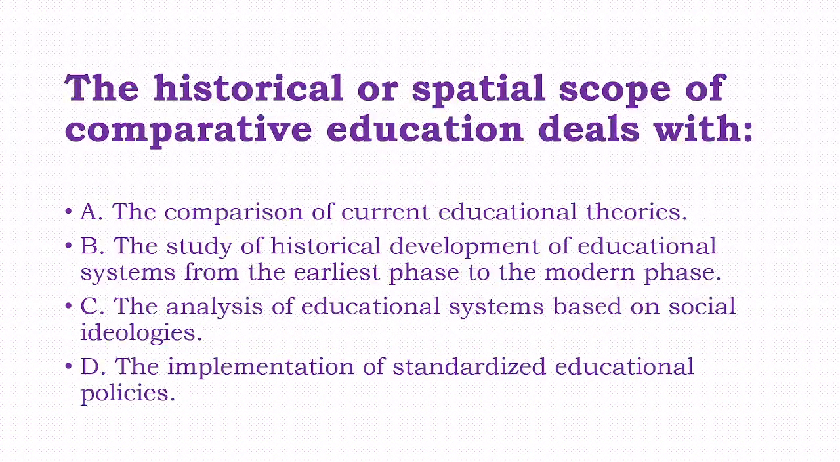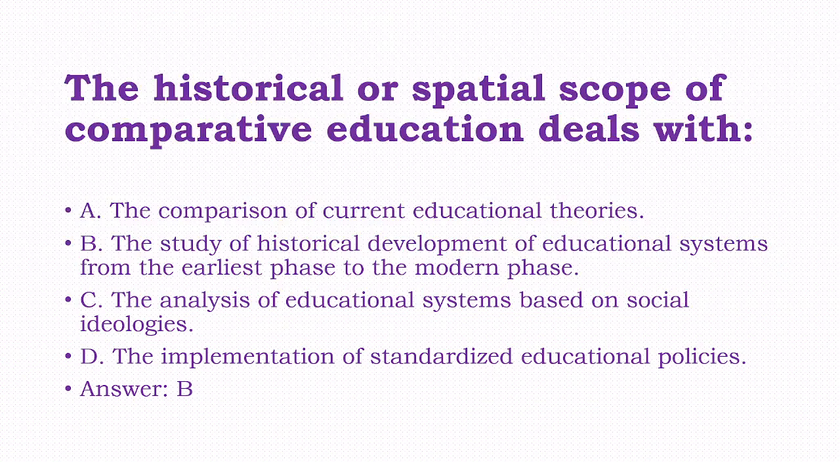systems. Next, the historical and spatial scope of comparative education deals with options: the comparison of current educational theories, the study of historical development of educational systems from the earliest phase to the modern phase, the analysis of educational systems based on social ideologies, the implementation of standardized educational policies. Answer of this question is option B, that is the study of historical development of educational system from the earliest phase to the modern phase.